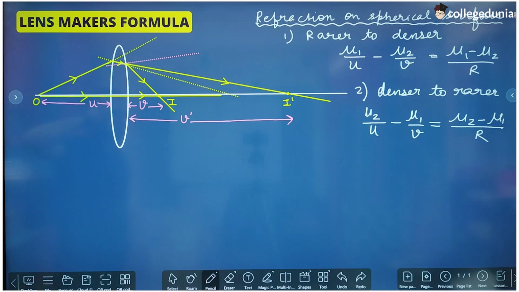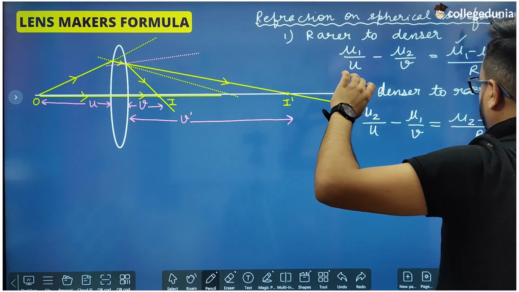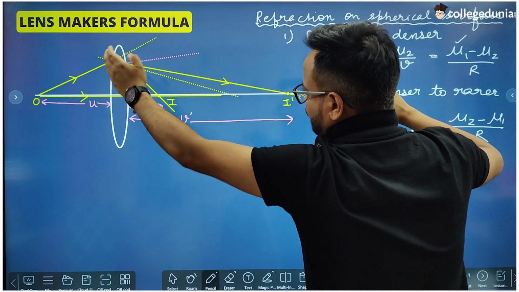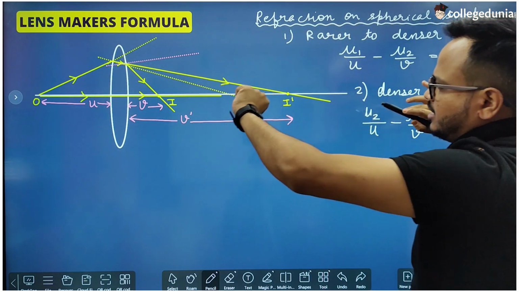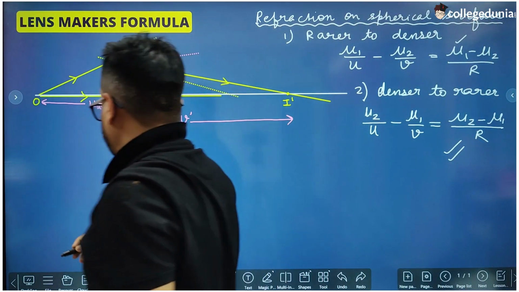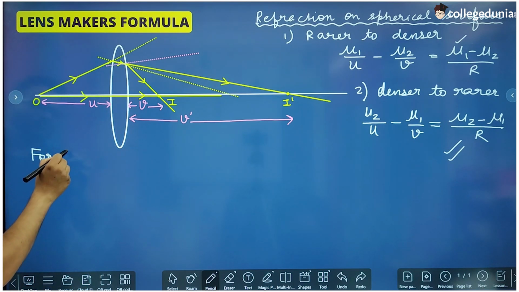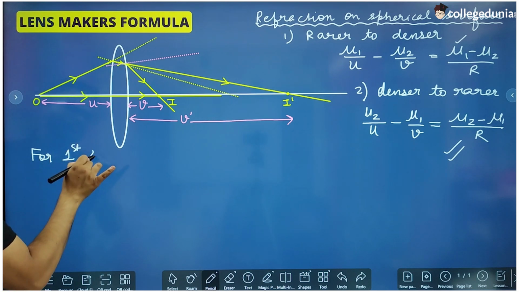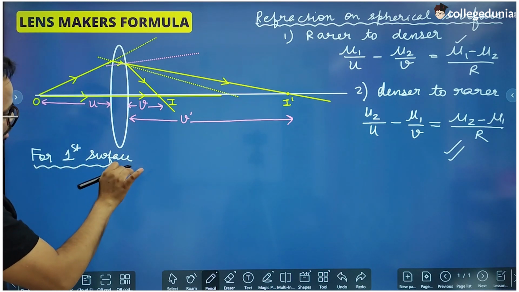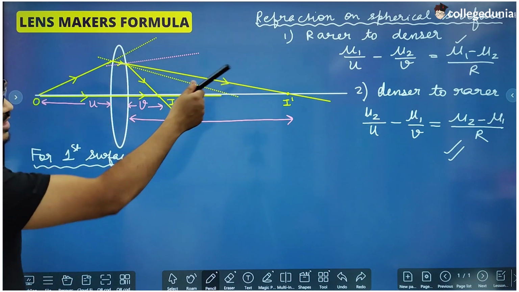So we are going to use these formulae. For the first surface, the light is going from rarer to denser, so we will use this formula, and for the second surface, light is going from denser to rarer, so we will use this formula. Okay, so for the first surface, the object distance is u, right? So we will use that formula.